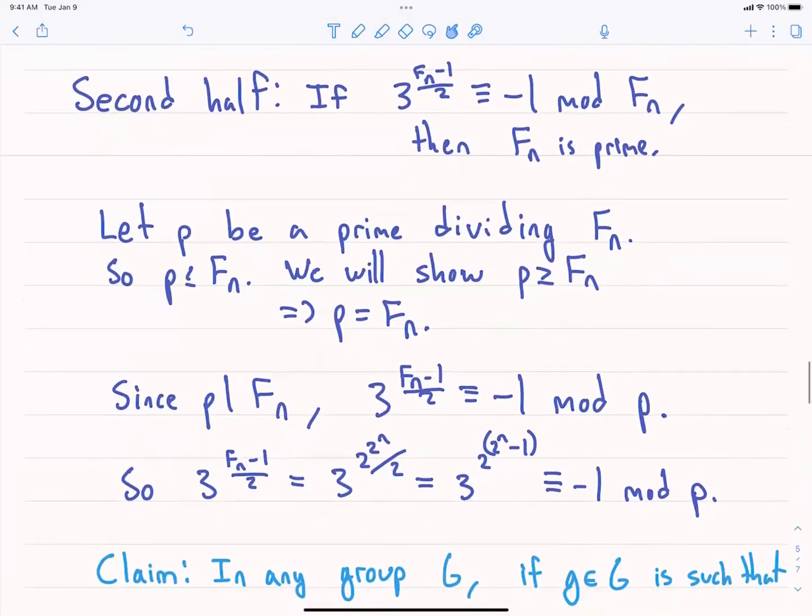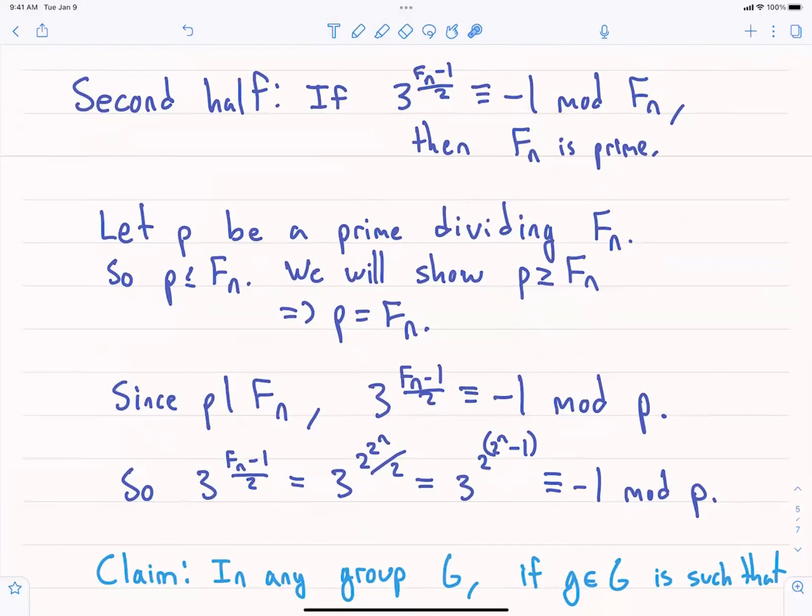Okay, so how does this help? Well, now we know that this prime divides Fn, and we know this congruence holds modulo Fn. But anytime you have a congruence that holds modulo some number, and you take some divisor of that number, then the congruence still holds modulo that divisor. That's because this number and this number differ by a multiple of Fn, but any multiple of Fn is also a multiple of any divisor of Fn. So we do have that 3 to the (Fn - 1) over 2 is congruent to -1 modulo this prime, which is just something that divides Fn. Okay, so we have that.